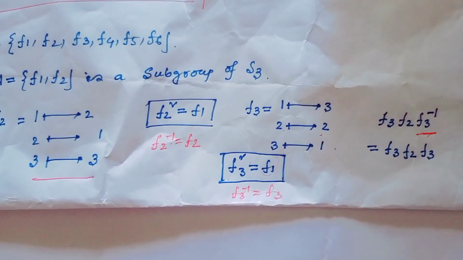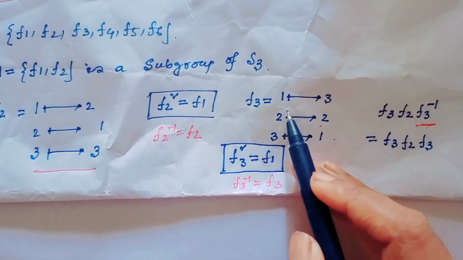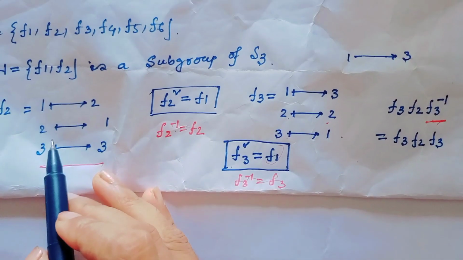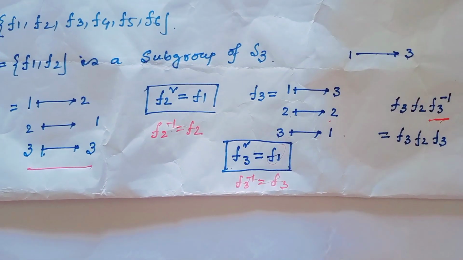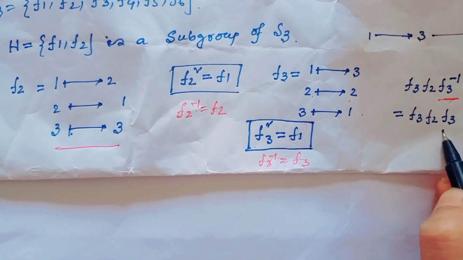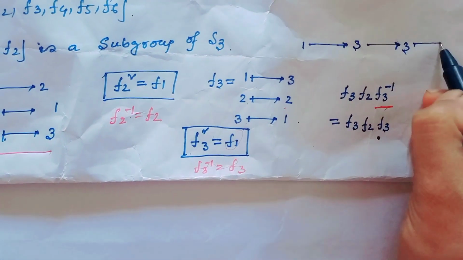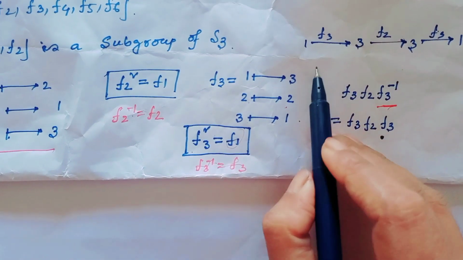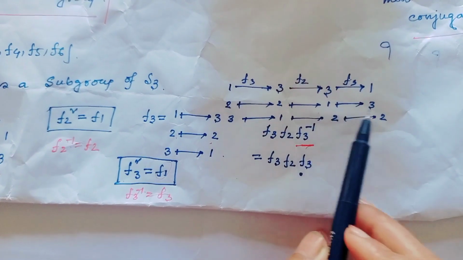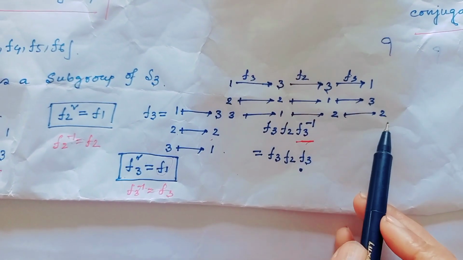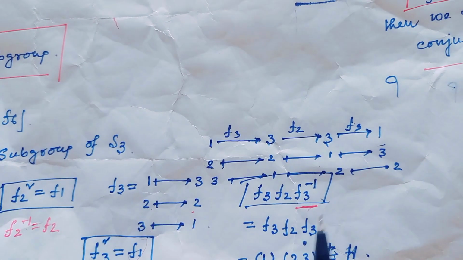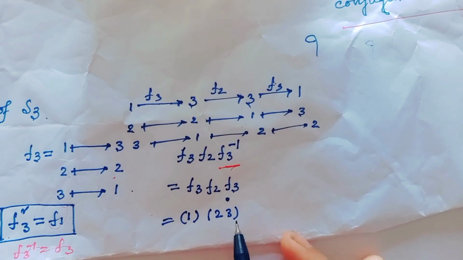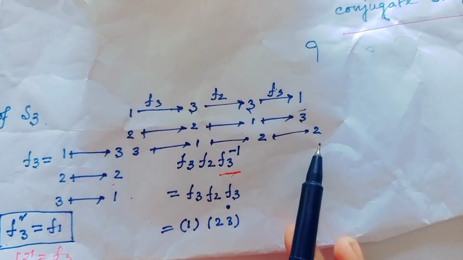And how does the cycle look here? At first f3: in f3, 1 goes to 3. Then f2: in f2, 3 goes to 3. Then f3: in f3, 3 goes to 1. Similarly, 2 goes to 2, 2 goes to 1 and 1 goes to 3, and 3 goes to 1, 1 goes to 2 and 2 goes to 2. Therefore f3 f2 f3 inverse, which equals f3 f2 f3, is the cycle (1)(2 3), because 1 goes to 1, 2 goes to 3 and 3 goes to 2.